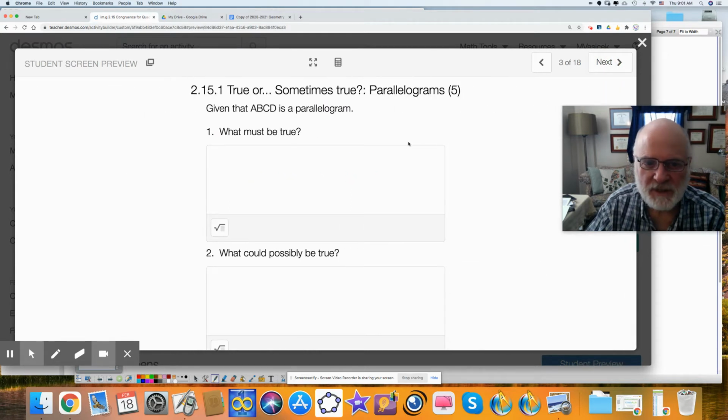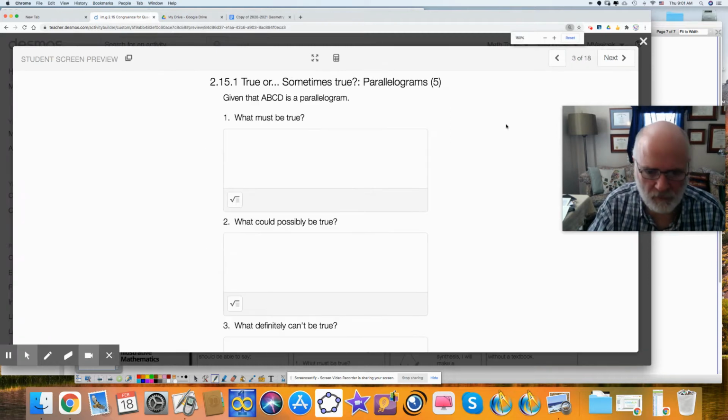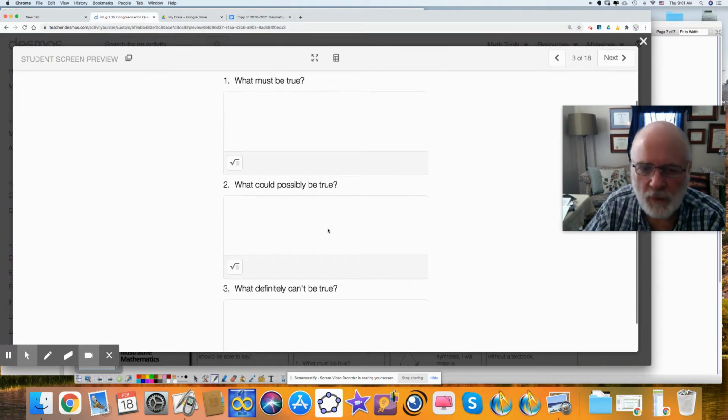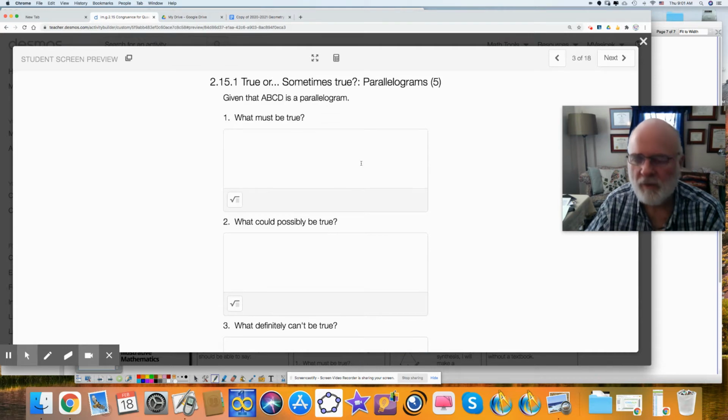The first thing in this lesson was tell me something that must be true about a parallelogram always, which could be true, and then which absolutely could not be true. So it could never be true. So something that must be true: both pair of opposite sides are parallel. That's the definition. We've proved that in a parallelogram, both pair of opposite sides must be congruent. Both pair of opposite angles must be congruent. The diagonals must bisect each other.